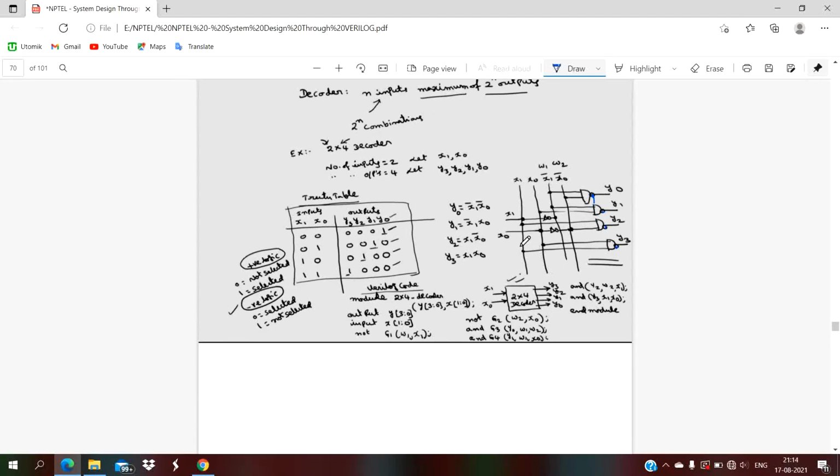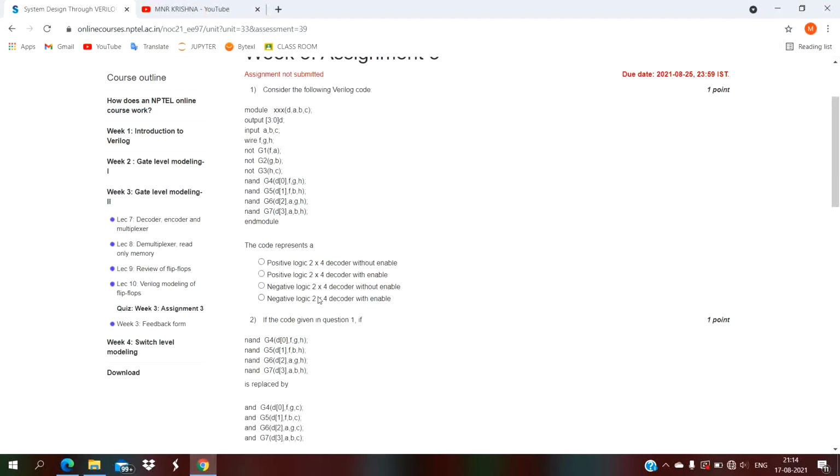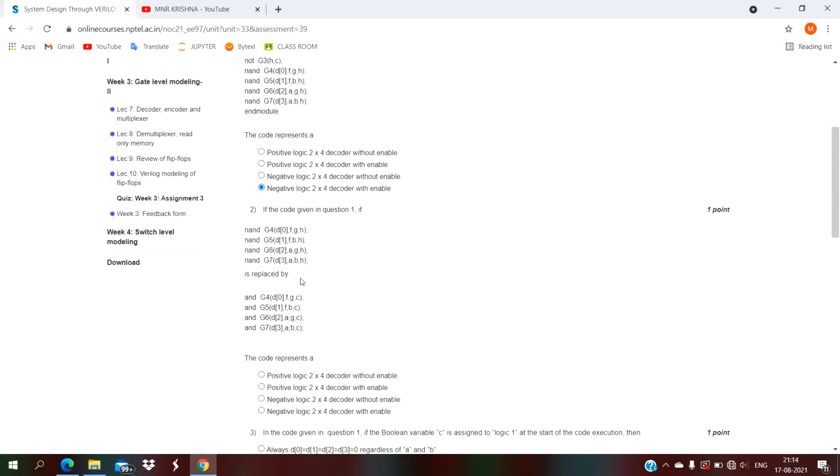For with enable, 3 NOT gates are used, and 4 AND gates are used. AND gates are used in positive logic. A NAND gate means the opposite, not of AND. So it is negative logic. For negative logic, 0 is for selection and 1 is not selection. So it is a negative logic 2x4 decoder with enable. Option D is the correct answer.